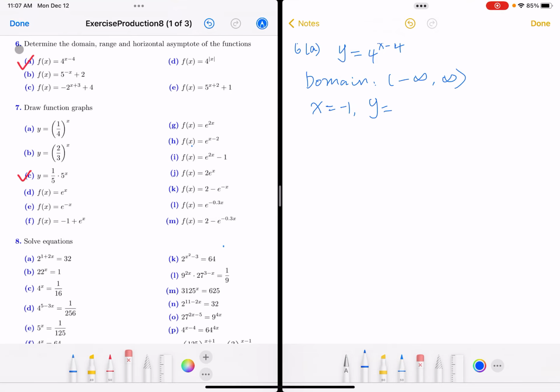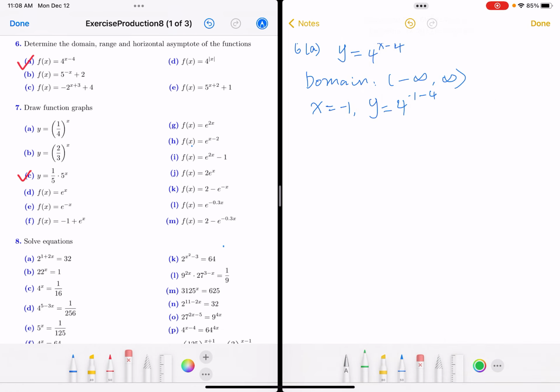Now, here we have a question 6a. Determine the domain, range, and horizontal asymptote of the functions. We say the domain is any real numbers from negative infinity to positive infinity. For example, x can be -1, and then the y value would be 4 to the -1 minus 4.